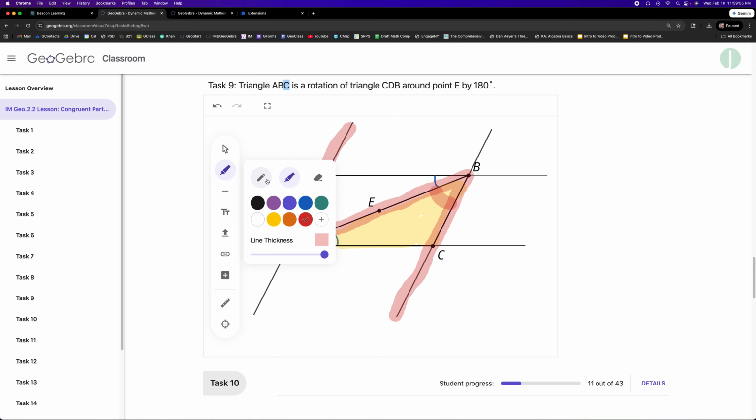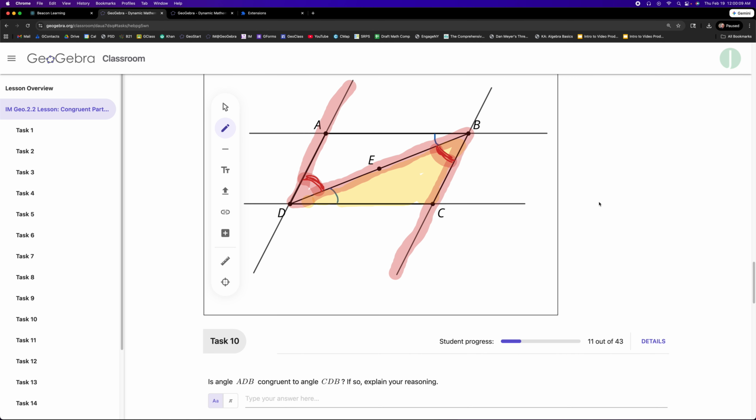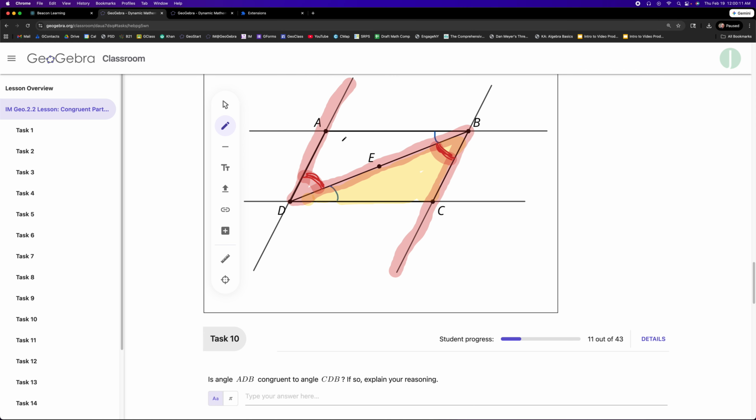So, whoops, let me get the pen, go here. This angle, right? The red angles are going to match up, and the blue angles are going to match up, okay? So let's look here. It says, is angle ADB congruent to CDB? No, they're not, because they are not corresponding angles.